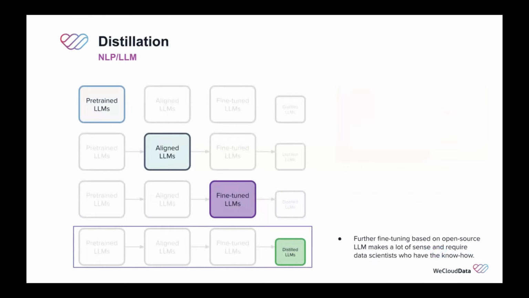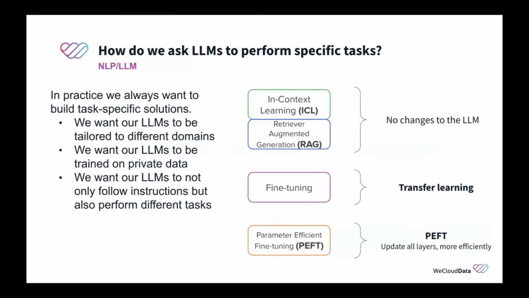Okay, and then of course, based on fine-tuning models, we can do further fine-tuning and distillation to get a smaller model. So how do we ask large language models to perform specific tasks, right? There are different approaches. In practice, we want our models to perform specific tasks, right? So there are 4 different categories.